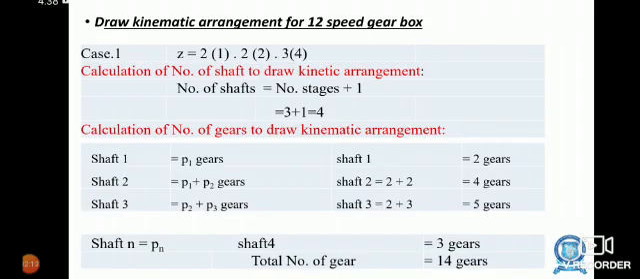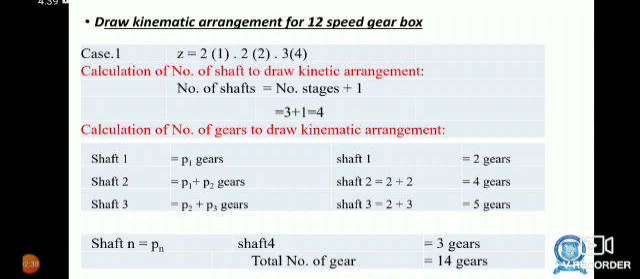Draw kinematic arrangement for 12-speed gearbox. Case 1: 12 equals 2 into 1, 2 into 2, 3 into 4. Calculation of the shafts to draw. Number of shafts equals number of stages plus 1. Here 3 stages. First stage 2 into 1. Second stage 2 into 2. Third stage 3 into 4. So 3 stages, 3 plus 1.